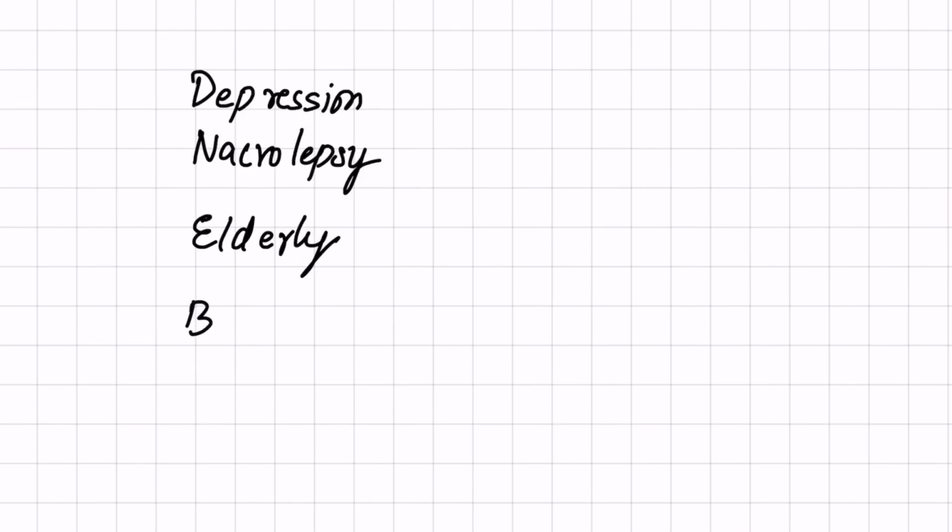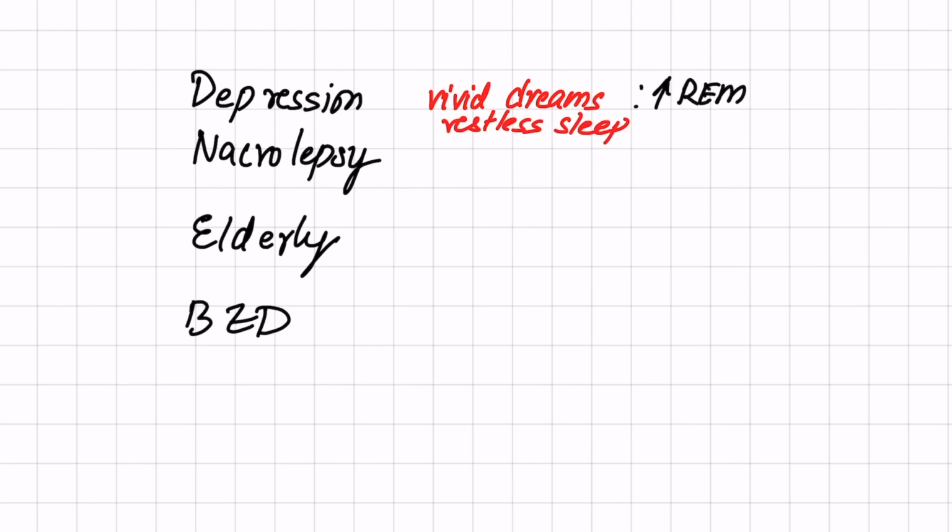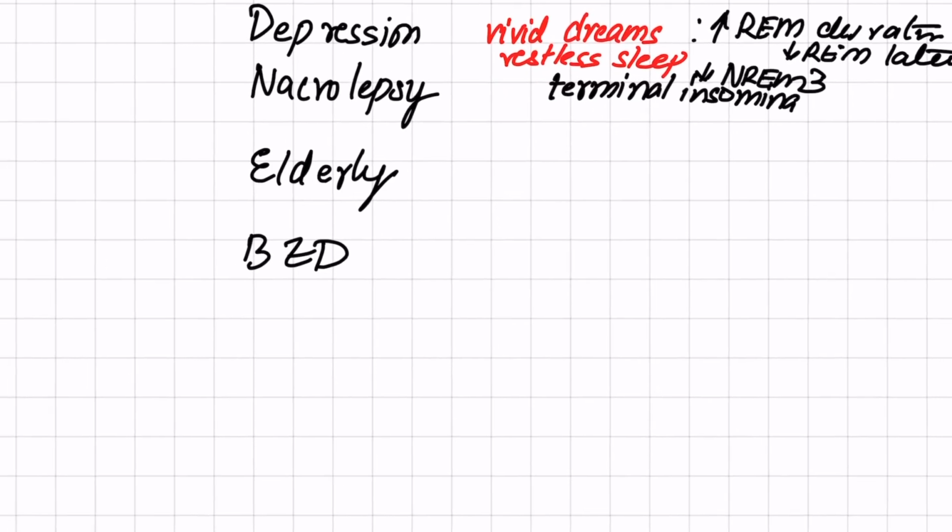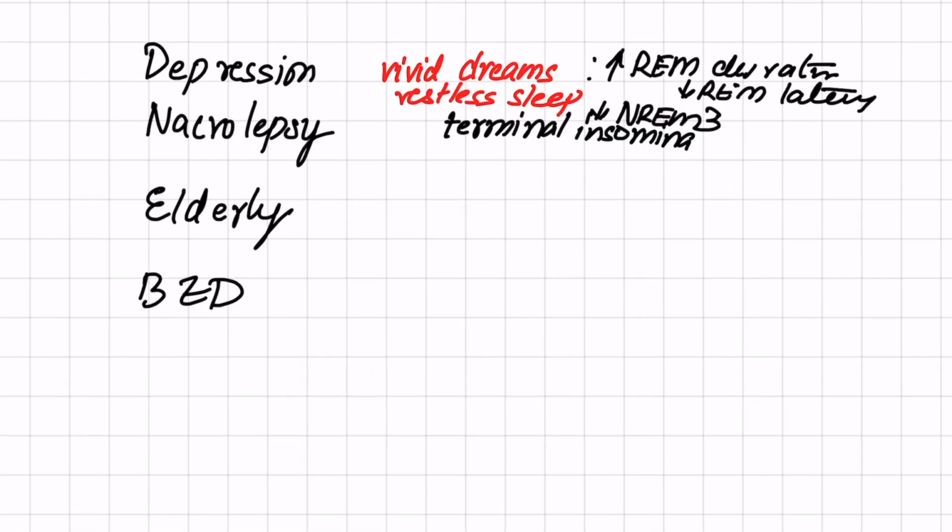The final thing which we have to remember in sleep are changes in sleep in depression, narcolepsy, elderly, and benzodiazepine. In depression, the patient will say, I am having vivid dreams and restless sleep. Why? Because he will be having increased REM duration, decreased REM latency, and decreased NREM 3. He will have terminal insomnia. Why? Because he will use up all of his REM and there will be no REM for the later part of the sleep. So he will wake up 2 hours before his usual waking up time.